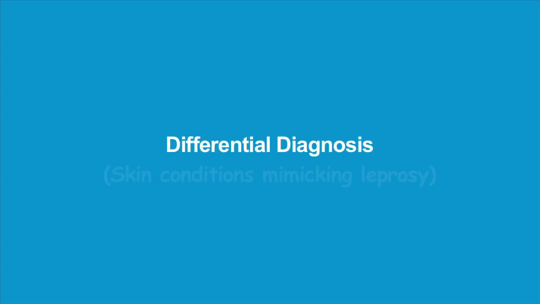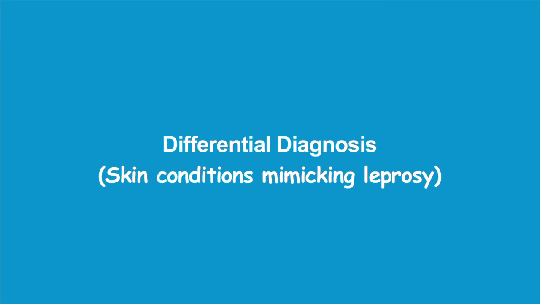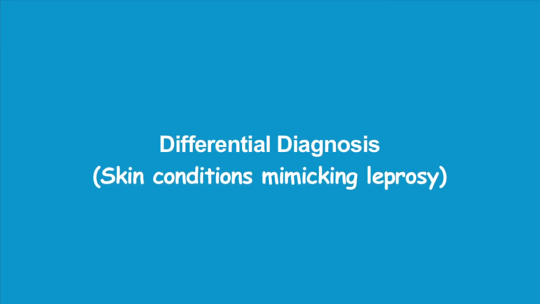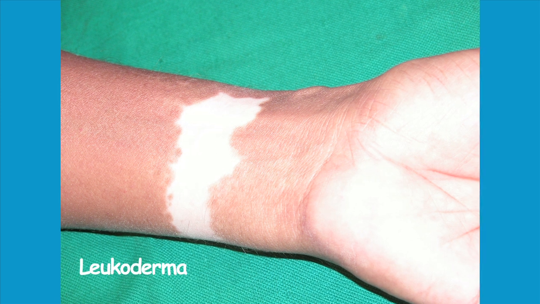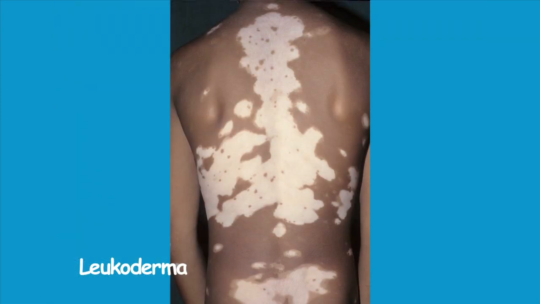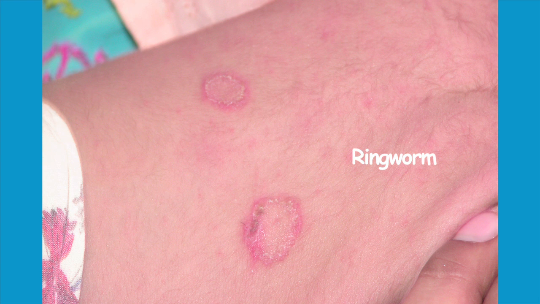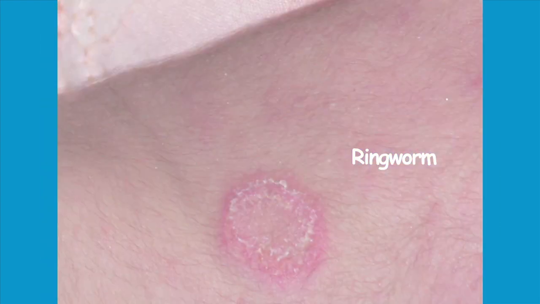There are some skin lesions caused by other skin diseases which may mimic that of leprosy. You should be aware of these conditions to avoid wrong diagnosis. Let us see some common skin lesions. This is leukoderma, milky white skin patch where sensations are intact. This is ringworm or tinea or fungal infection. Lesions are itchy.